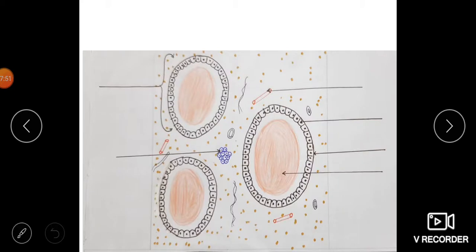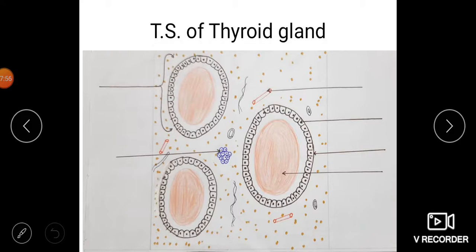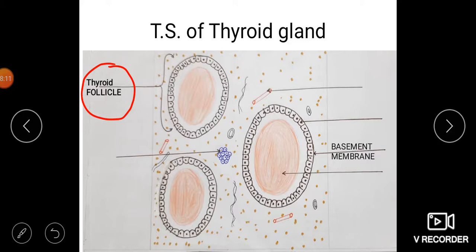Then the TS of thyroid gland. The name of the diagram is TS, transverse section of thyroid gland. A single thyroid follicle, which is the structural and functional unit. Structural unit of thyroid gland, thyroid follicle. Each thyroid follicle has a basement membrane. See, the label has come. On the basement membrane, cuboidal epithelial cells are kept.